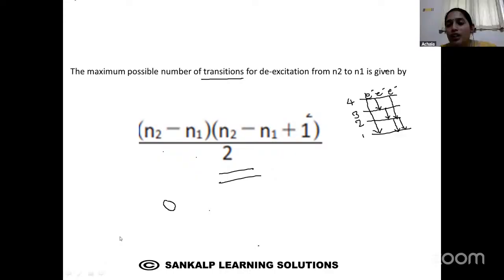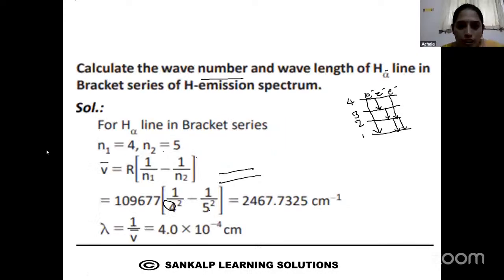Let us conclude here for this class, and from the next class we continue the same concept. Calculate the wave number and wavelength of hydrogen spectral lines for different series. Then we are going to study the Heisenberg uncertainty principle.